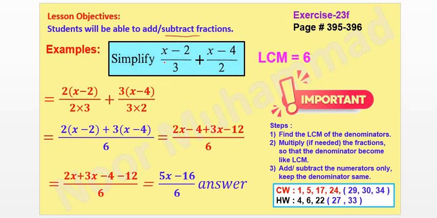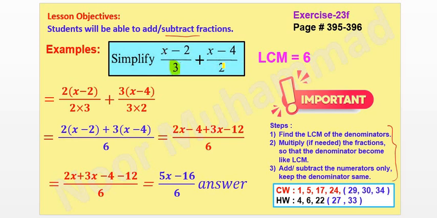It says (x minus 2) over 3 plus (x minus 4) over 2. So these are the steps that we have to follow. How can we add or subtract the fractions? The steps are almost the same that we use to add or subtract common fractions. So what is step 1? You have to see what the denominators are.